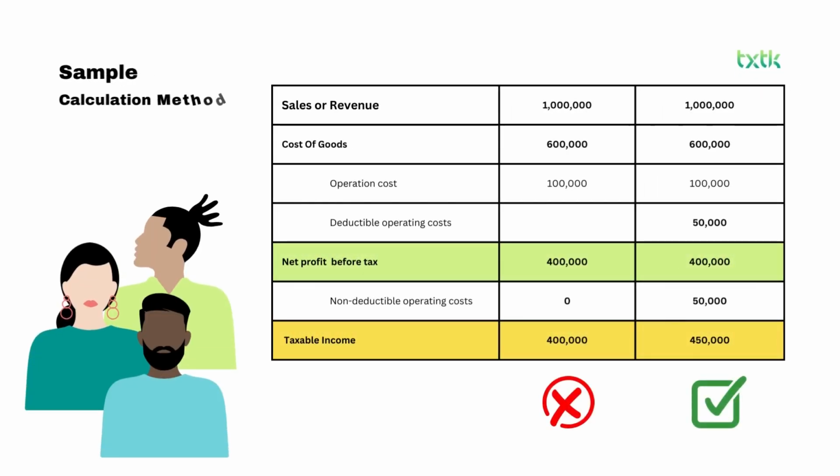Let me give you another example. If a company has sales revenue of 1 million AED and the total cost and expense is 600,000 AED, including 100,000 AED of entertainment expense, the initial calculation indicates that the net profit is 400,000 AED. However, since only 50% of the entertainment expenses are deductible for income tax purpose, we need to add back half of this entertainment expense, which is 50,000 AED, to arrive at a taxable profit of 450,000 AED.